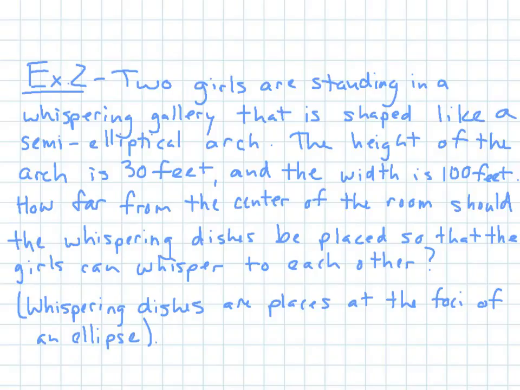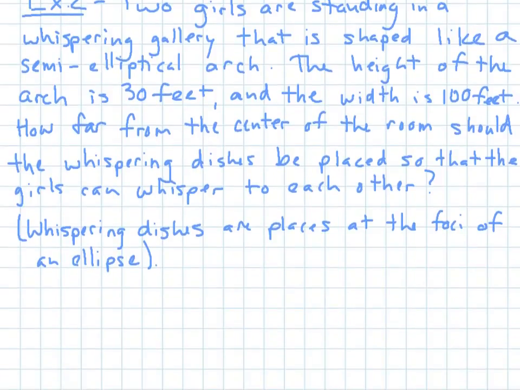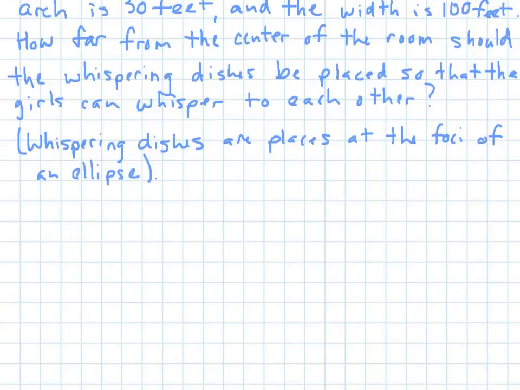is example 2 says 2 girls are standing in a whispering gallery that is shaped like a semi-elliptical arch. The height of the arch is 30 feet and the width is 100 feet. How far from the center of the room should the whispering dishes be placed so that the girls can whisper to each other? Now, there's a note down here that says the whispering dishes are placed at the foci of an ellipse.